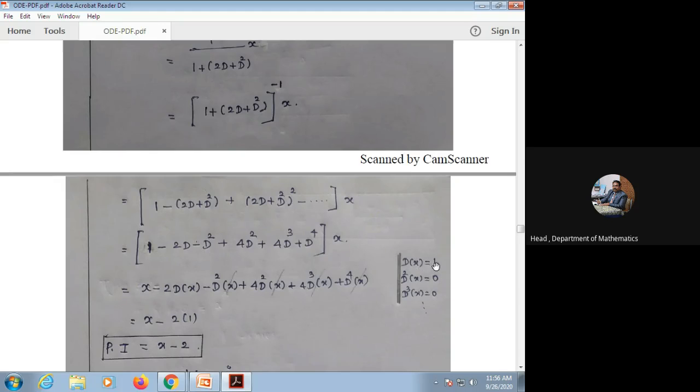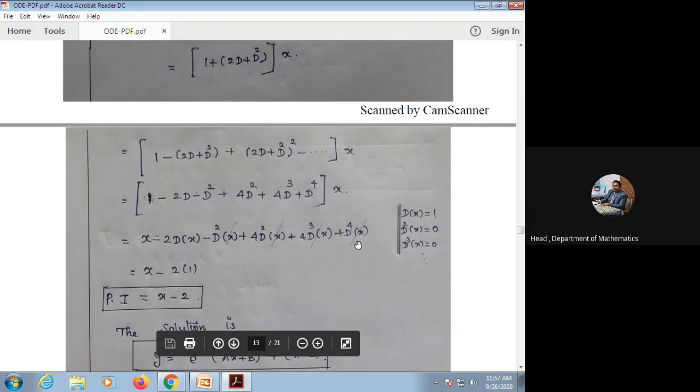What is the derivative of x? That is 1. The second derivative of x is 0 and the other terms are 0. Therefore, multiplying x inside, 1 into x, we get x. Then 2D of x, D squared of x, 4D squared of x, then 4D cubed of x plus D power 4 of x. The second and other higher derivatives are 0, so all these values are 0. Cancelling these values, the only part left is x minus 2D of x.